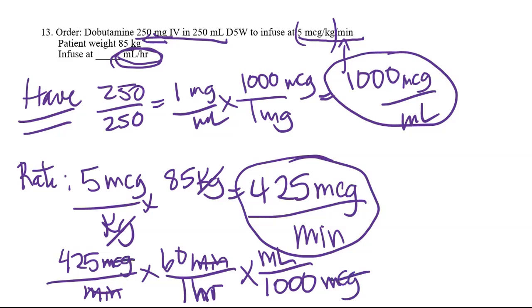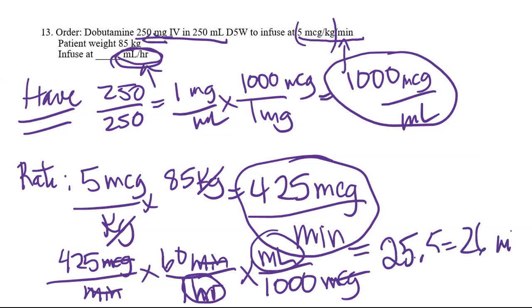We've crossed out minutes, and now we've got milliliters per hour, and we know we're going to get a good answer here. So we go 425 times 60 divided by 1,000. Okay, so 425 times 60 divided by 1,000 is going to be 25.5, which is equal to 26 milliliters per hour. And that's what we did here. So that's your correct answer. Either 25.5 or 26 is going to be the correct answer.